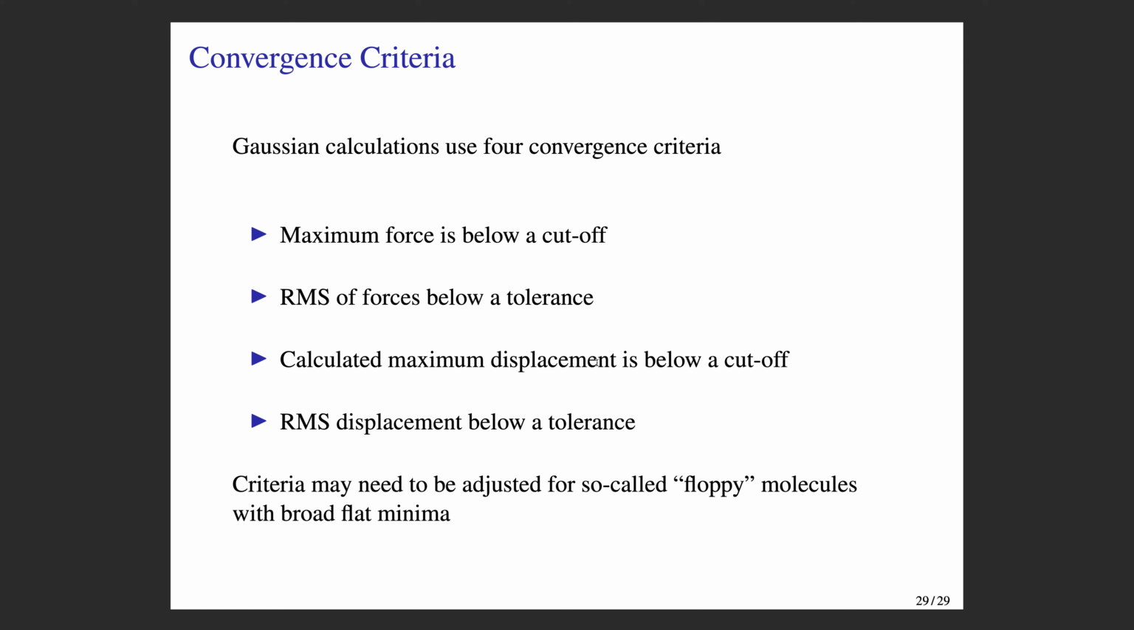Nevertheless, it is often necessary to adjust these criteria when you're dealing with certain types of molecules, in particular so-called floppy molecules. These are molecules that are essentially very flexible. Oftentimes it'll involve a rotation about a carbon-carbon bond or something like that, where the energy simply does not change very much. It has a broad and somewhat flat minimum in the potential energy. This can sometimes cause problems with the default convergence criteria, and you may need to adjust them in order to improve your results.